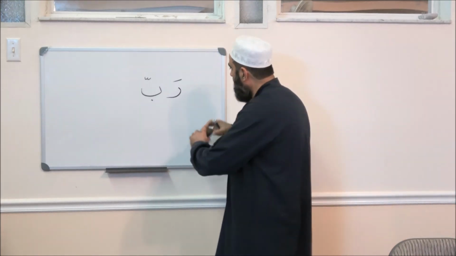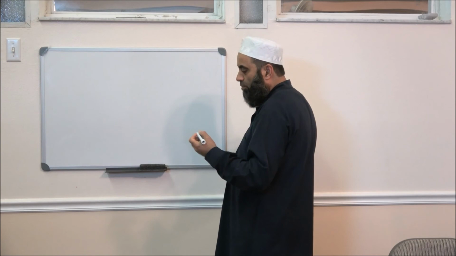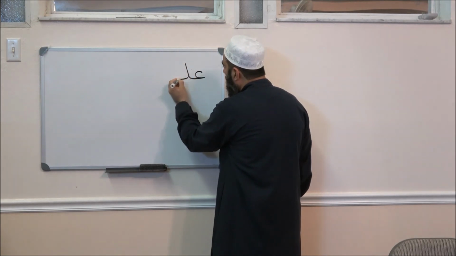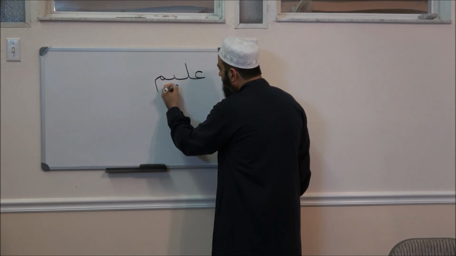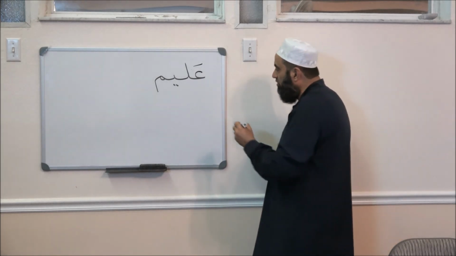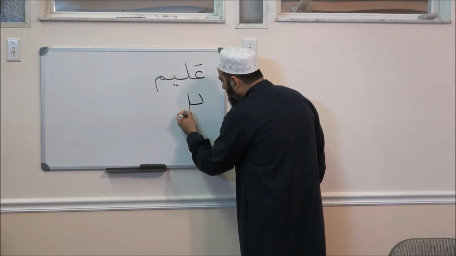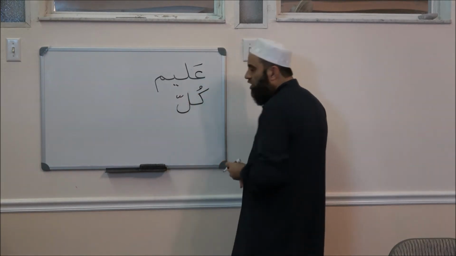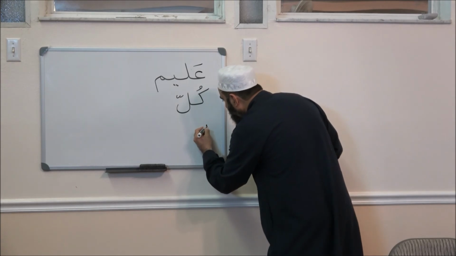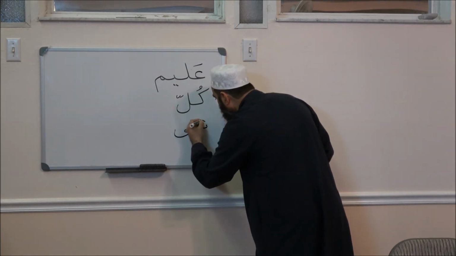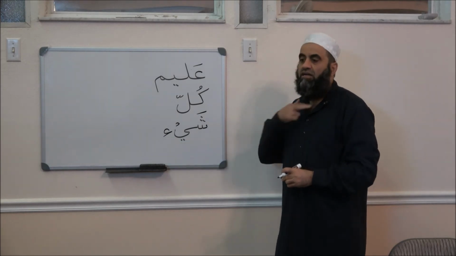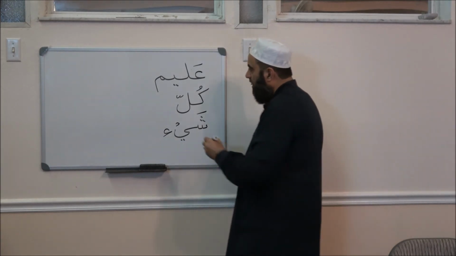Okay. So let's review. How many words have we covered? We have covered the word Alim, which means all knowing. Alim comes from the word ilm, which means knowledge. Allah is Al-Alim, He is all-knowing. What else did we cover? The word Kul, Kaf Lam. Kul means everything. The word Shay. It means thing, shay, hamza, shay. What else did we cover? Rahman. We covered the word Rahman.